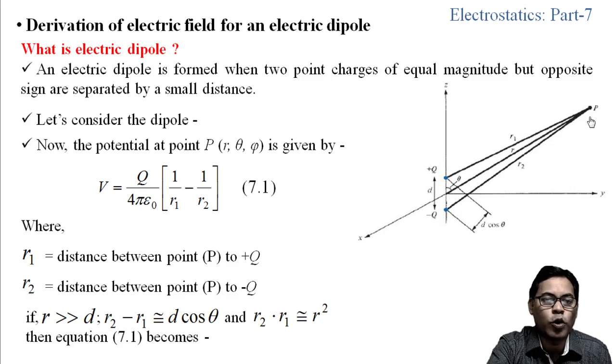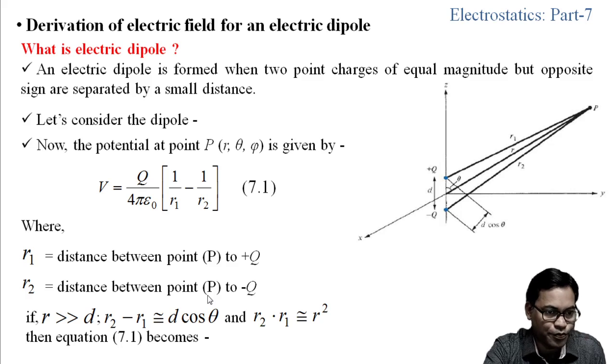Now the total potential at this point P due to this dipole will be the summation of the potential for plus q and the potential for minus q at the point P. So we get equation 7.1, that is q by 4 pi epsilon naught into 1 by r1 minus 1 by r2. Here r1 is the distance between the observation point P and plus q, and r2 is the distance between the observation point P and minus q.